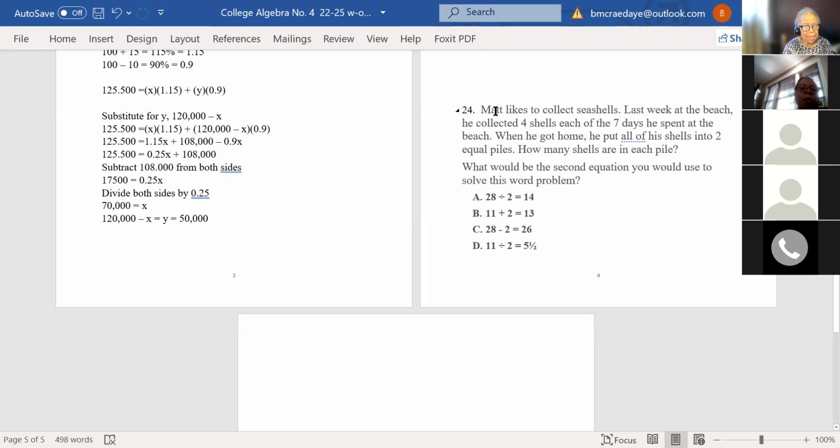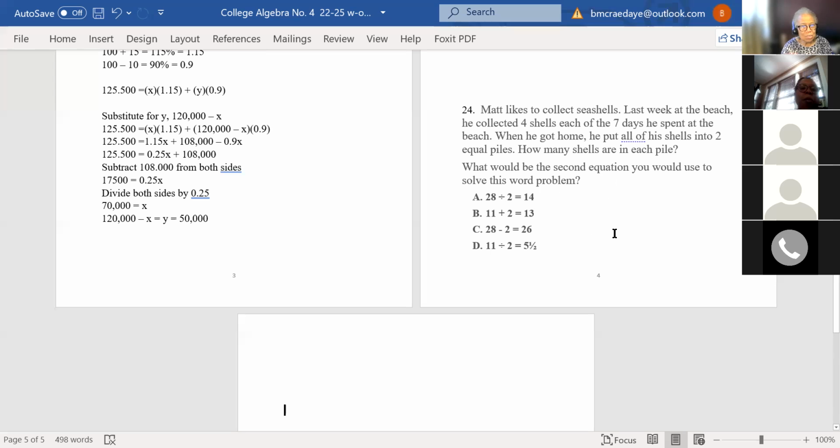Okay, Matt likes to collect seashells. Last week at the beach, he collected 4 shells each of the 7 days he spent at the beach. When he got home, he put all his shells into 2 equal piles. How many shells are in each pile? What would be the second equation you would use to solve this problem? Now you got 28 divided by 2 is 14. 11 plus 2 is 13. 28 minus 2 is 26. 11 divided by 2 is 5.5.